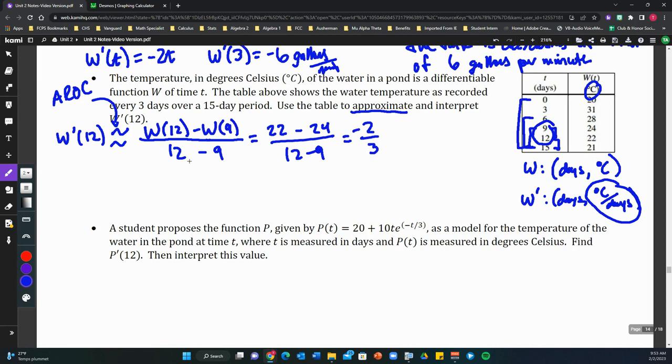Or when I apply my units, that means I get -2 degrees Celsius every 3 days. So that's one way to leave it. We could leave it in those terms, but that's not really an easy way to express this. So another way of saying this is we could divide top and bottom by 3. So what that gives us is -2/3 degrees Celsius every 1 day. It's still an equivalent fraction.